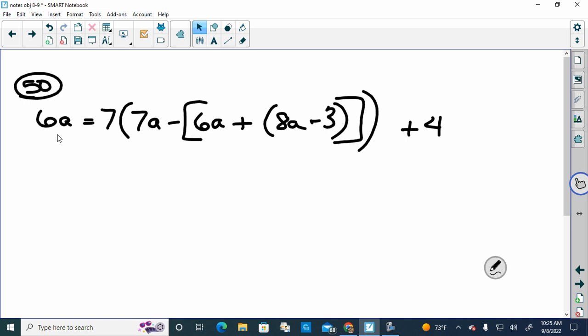Okay, so that reads 6a equals 7, and then parentheses 7a minus, and then a bracket 6a plus parentheses 8a minus 3, parentheses, bracket, parentheses plus 4.